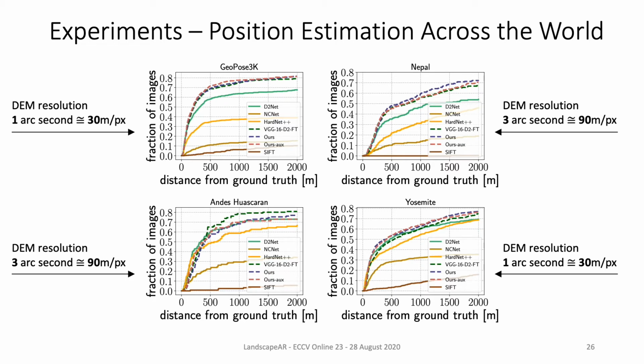Please note that for the GeoPose3K and Yosemite datasets, we use a DEM with high resolution, approximately 30 meters per pixel, and for Nepal and Andes Huascaran, we use a DEM with the resolution of 90 meters per pixel. This corresponds with the slope of the curves. It is more steep and closer to zero on GeoPose3K and Yosemite.